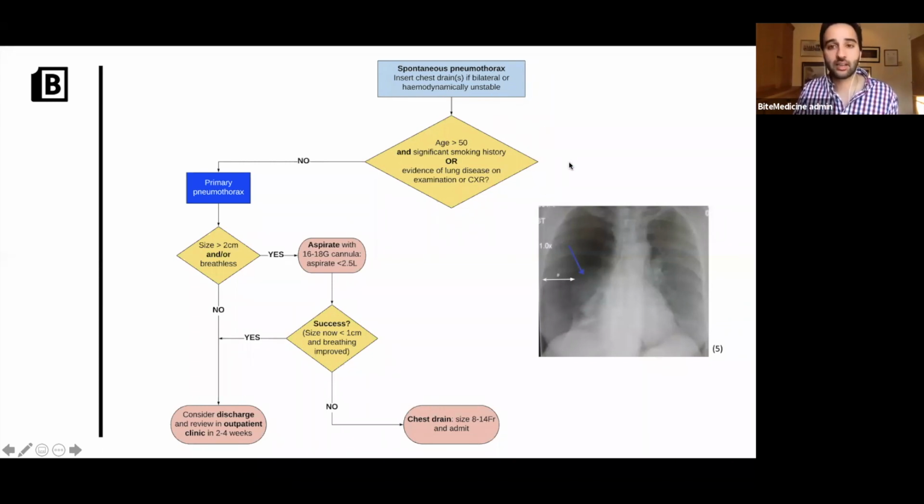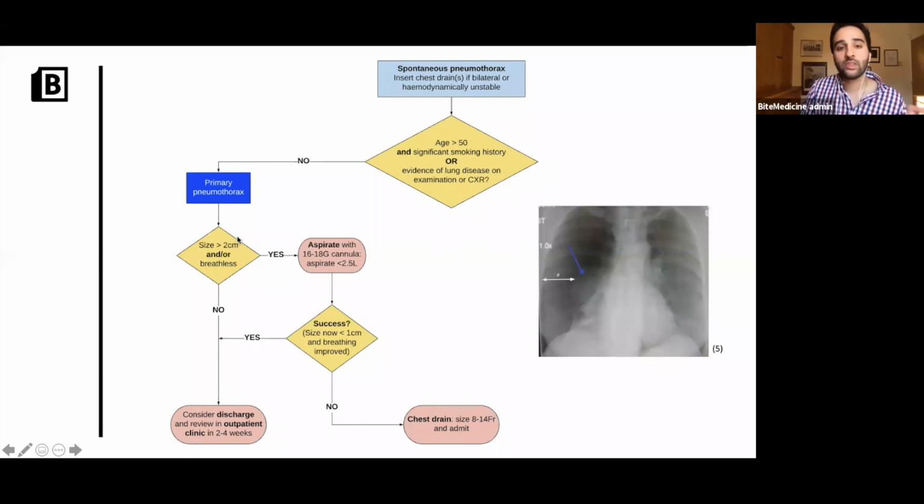We then go on to the next step. We have to ask ourselves, firstly, is this chap over 50 and does he have a significant smoking history? The answer is no, so we're thinking probably primary. Then you need to ask yourself, is there evidence of lung disease on examination or chest X-ray? If your answer to these two questions is no, it's a primary spontaneous pneumothorax, and we go down this pathway.